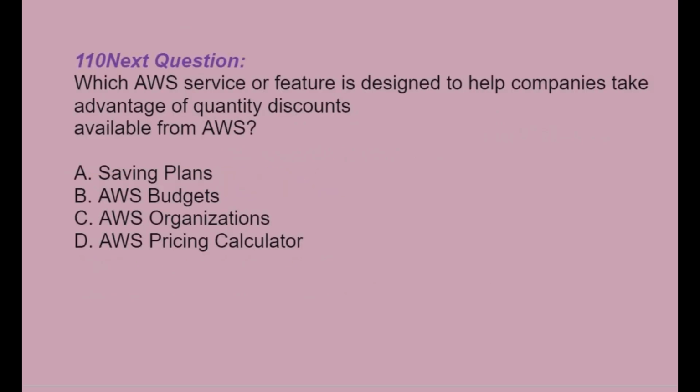Question is, which AWS service or feature is designed to help companies take advantage of quantity discounts available from AWS? Option A, Savings Plans. Option B, AWS Budgets. Option C, AWS Organizations. Option D, AWS Pricing Calculator. Correct answer is option C.